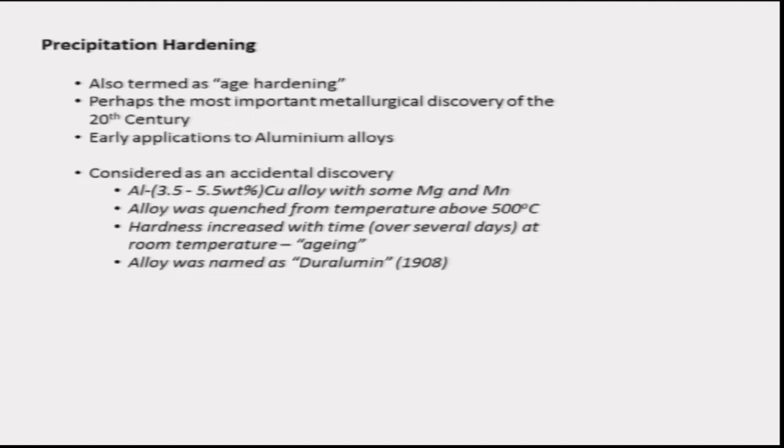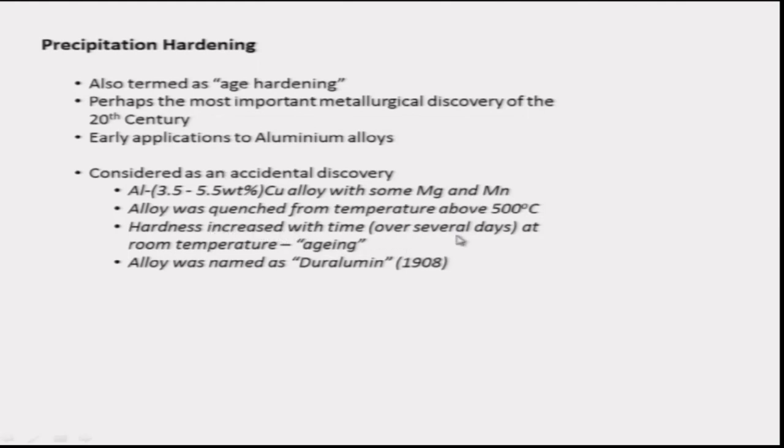Early applications of precipitation hardening were in aluminum alloys, and it is considered an accidental discovery. There was some work going on with an aluminum-copper alloy of a certain composition with some magnesium and manganese. This alloy was quenched from a temperature above 500 degrees centigrade. Above 500 degrees centigrade, this alloy is a single phase alpha, which has a face centered cubic structure. It was then quenched, and as a result, the high temperature microstructure was retained. But then it was noticed that the hardness continued to increase with time.